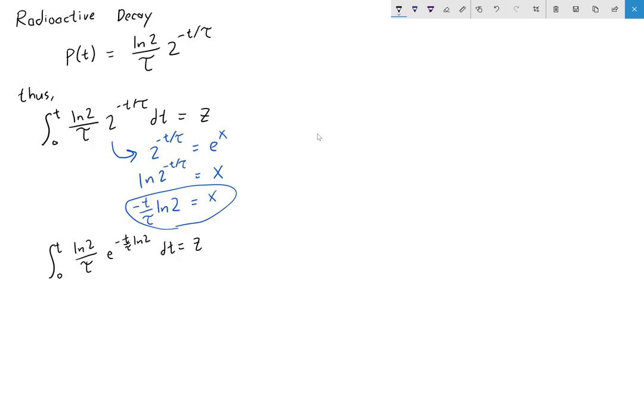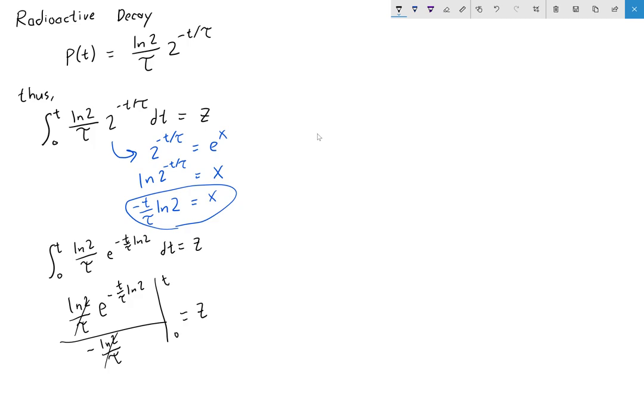Now carrying out the integration, I'm going to get the constant natural log 2 on tau. We move that 2 down here. And then I'm going to have e to the negative t on tau natural log 2. And then divide all of that by the argument of the exponential. So let's divide everything by natural log 2 on tau. Actually, that's going to cancel out the constant out front, which is kind of a lucky thing for us. It all equals z. And I need to evaluate this from 0 to t.